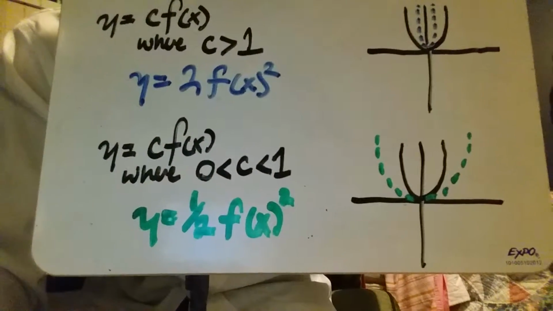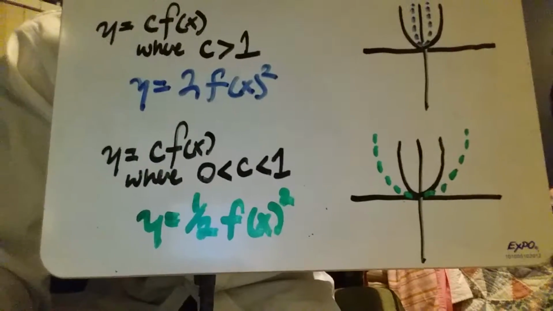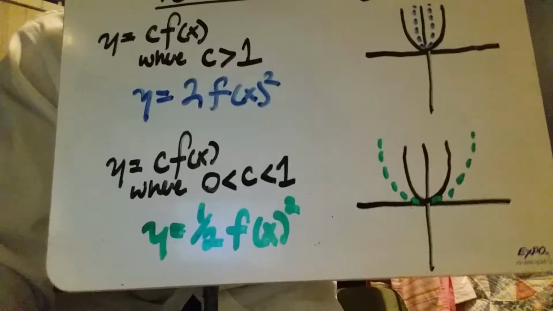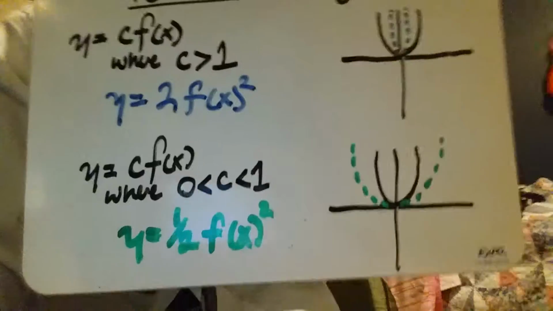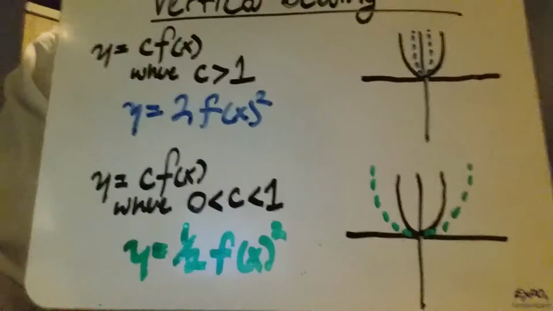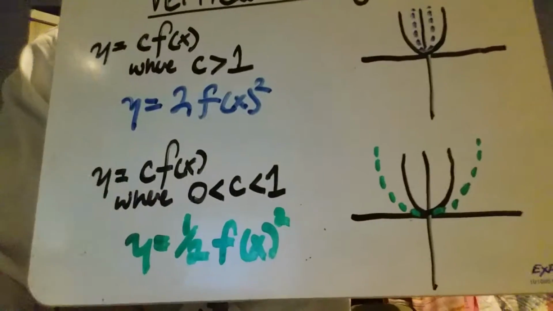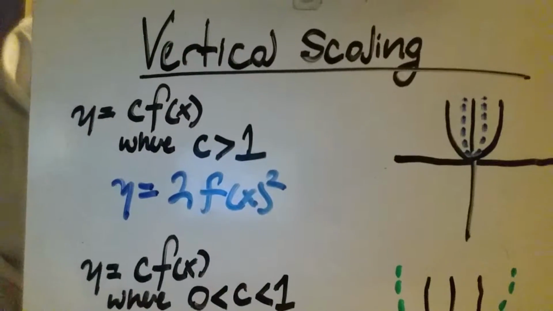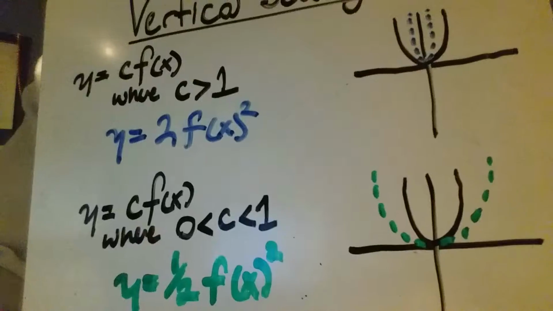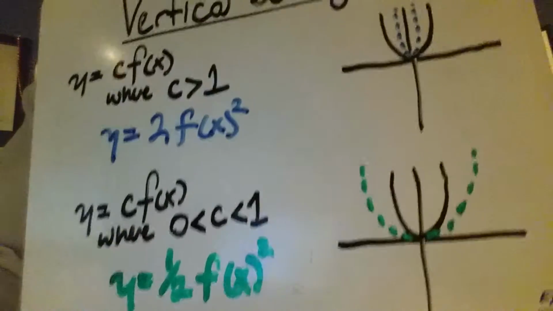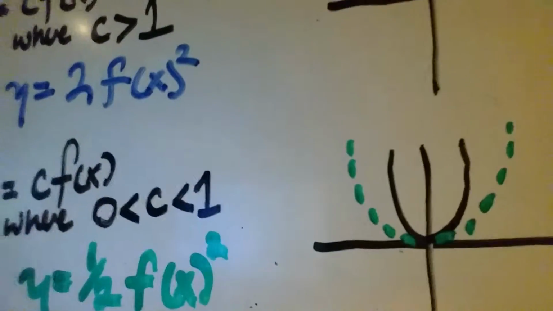So that's what's going to happen when your c is greater than 1, and the reverse is going to happen when you have a c that is greater than 0 but less than 1. So here you're actually going to crush it, compress it from the y-axis. And that's really the best way to think about it. You want to think about this along the y-axis since you are dealing with vertical scaling. So what you're going to do here is as if two forces were coming from each side of the y-axis and crushing it, thus making it thicker.